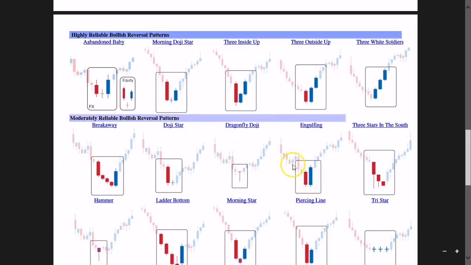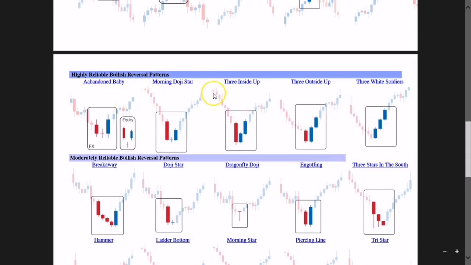So the piercing line, the abandoned baby, the morning doji star, 3 inside up. I mean, this one's okay, but I'd like to see more of the 3 outside up because this bullish body engulfed this previous candle. So all you really want to be doing is studying these highly reliable ones. If you see one of these on the hour chart and it's in the right section of the market, and then you compare it up with divergence or a supply and demand level or a bounce off a trend line, those are gold, okay?